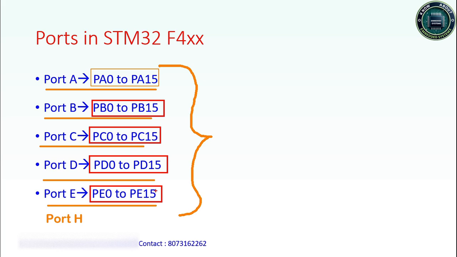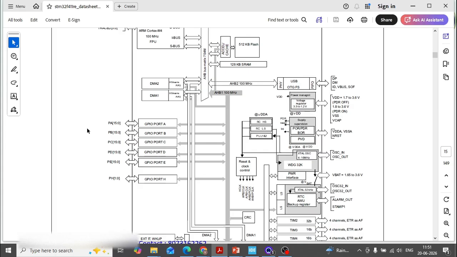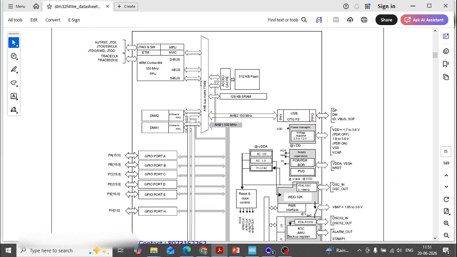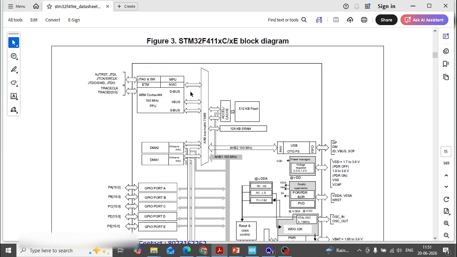Okay, this is the first and foremost thing you should know: how many ports are available, how they are named, and all those things. Now, this is the STM32 reference manual. How to read, analyze and understand the STM32 reference manual, I have already done one video on this. Please watch that; I'll update the link in an i-card.